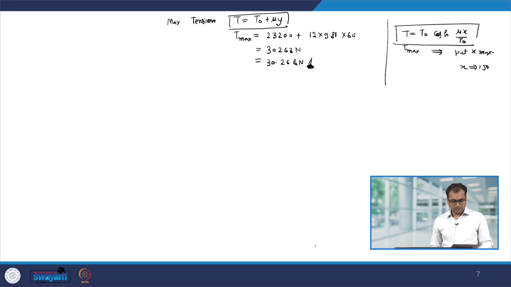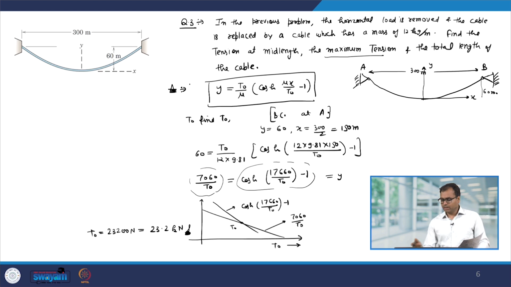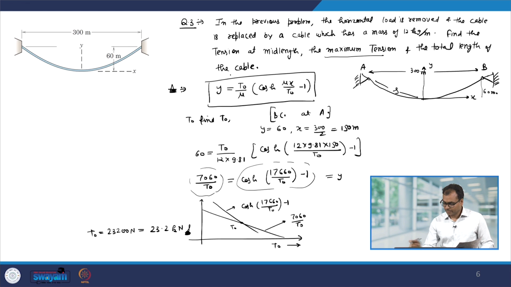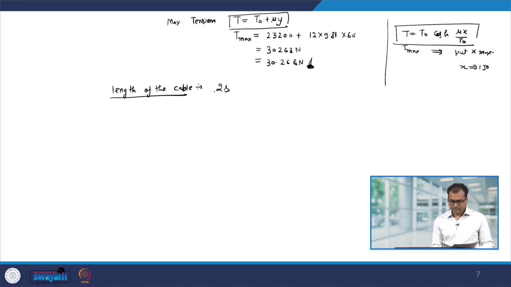Now, let us find out the length of the cable. The length of the cable, you can see, will be 2 times S. So, let us say this is S or SA, then it will be 2 times SA. So, the length will be 2 times S, and we know the formula for S, because S was T naught over mu sine hyperbolic mu x over T naught. Again, we have derived this formula.